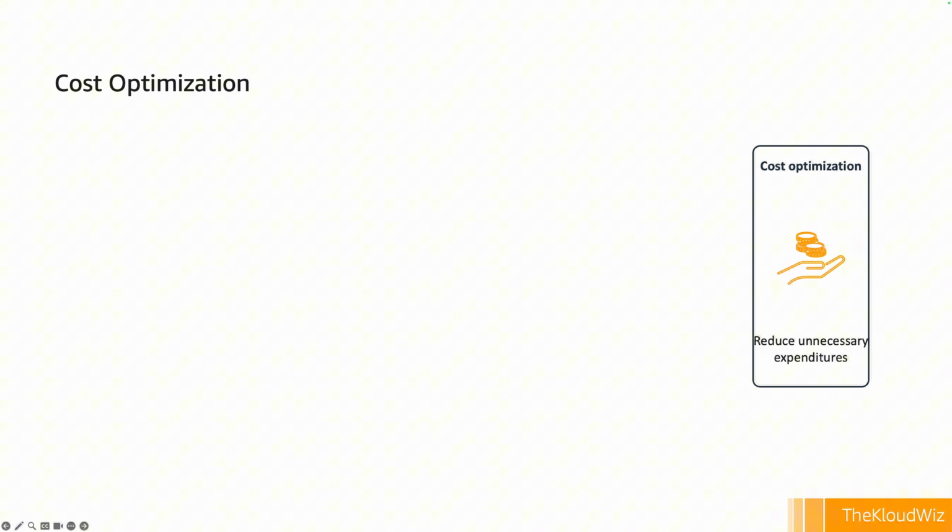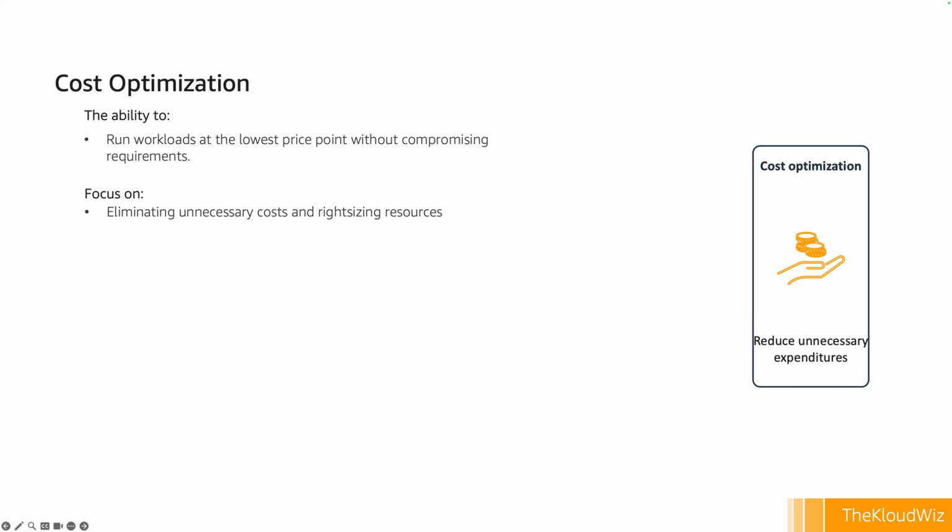The next one is cost optimization. Now, cost optimization is more focused on reducing unnecessary expenditures. This means that you need to run workloads at the lowest price point without compromising requirements. So, cost optimization here is not about using the cheapest option, but it's about using which tools and then resources to best deliver value. So you don't compromise on performance. So the focus here is eliminating unnecessary costs and right sizing your resources.